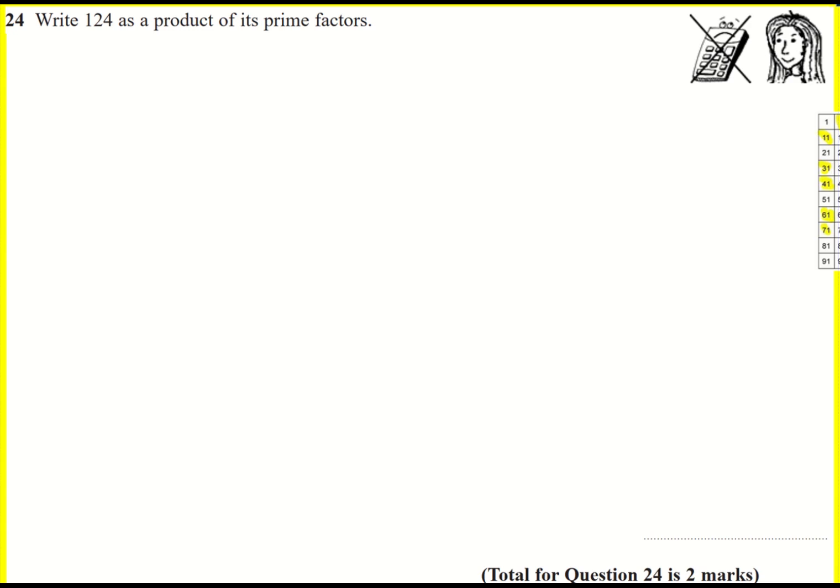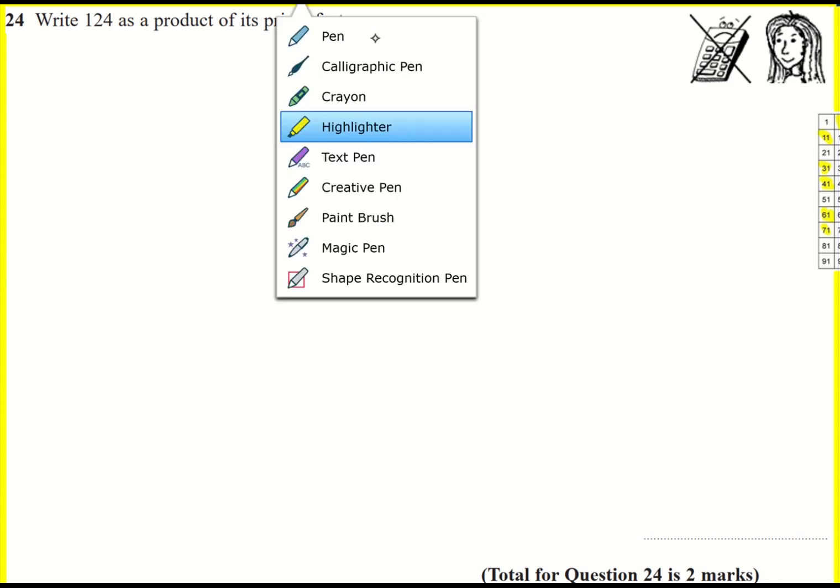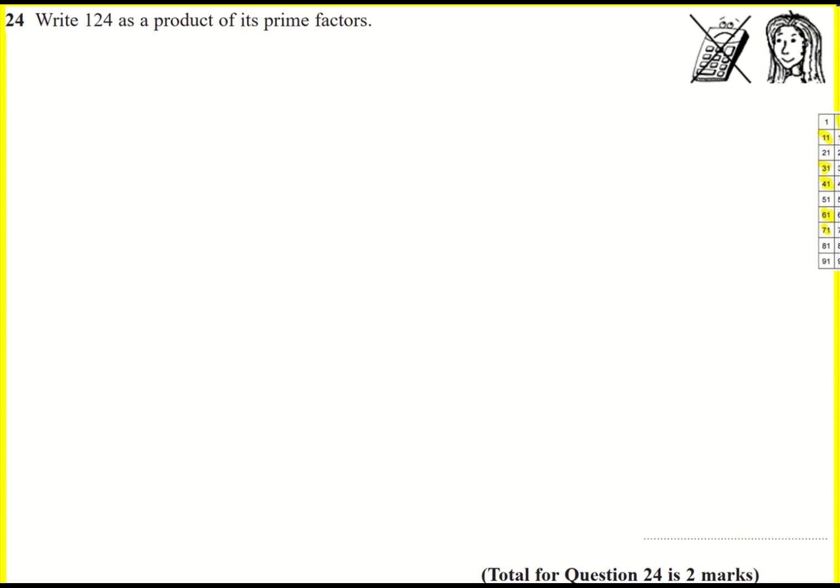Write 124 as a product of its prime factors. Okay, there's a couple of things we need to break down here in this question. We are being asked to write something as a product. The word product means multiply, okay? So we have to show our answer in terms of multiplication signs as a product.